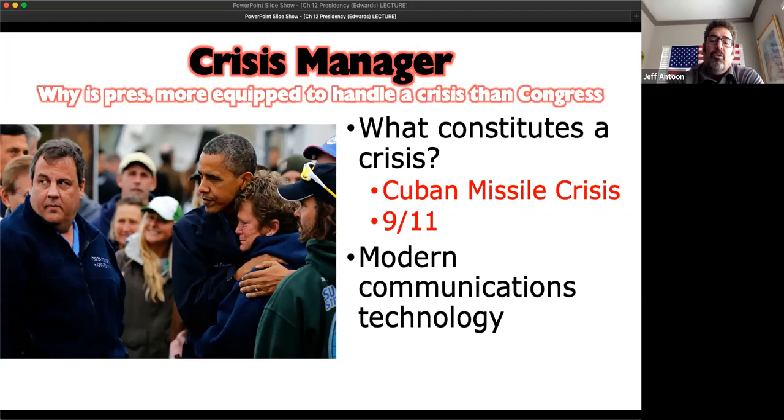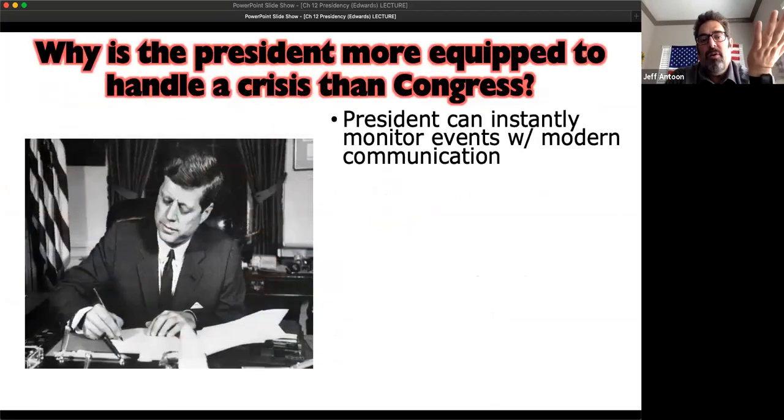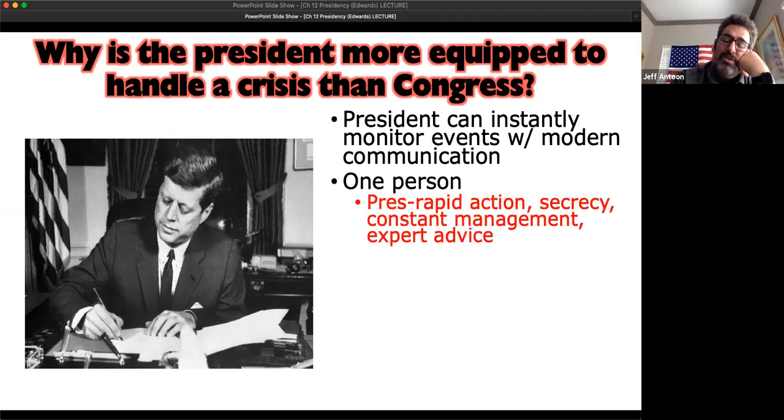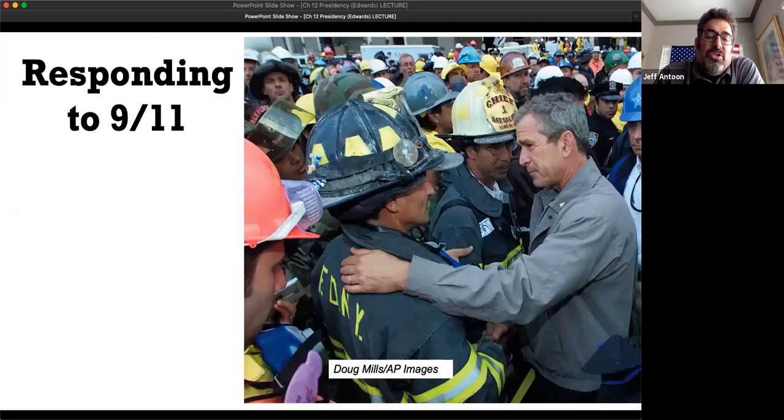And they use modern communication technology today to make it easier for them to lead. Because really, in all honesty, this is the question, why are they more equipped? They can instantly react and instantly do things like executive orders. Even though they can be checked later on, they can take care of something right now if they need to be. It's one person versus this huge bureaucratic Congress. Rapid action, constant management, expert advice. Congress always moves slowly, and that's because that's how the founding fathers set it up, guys.